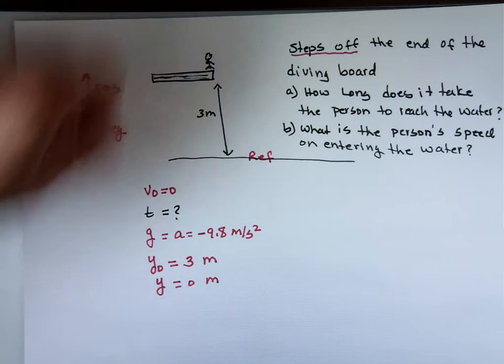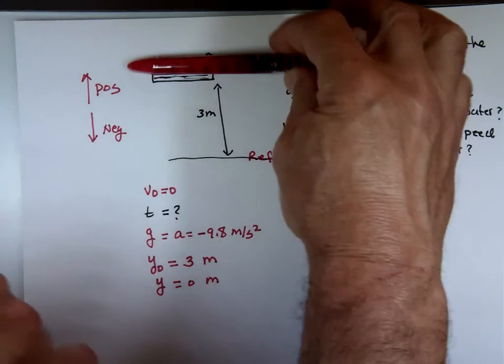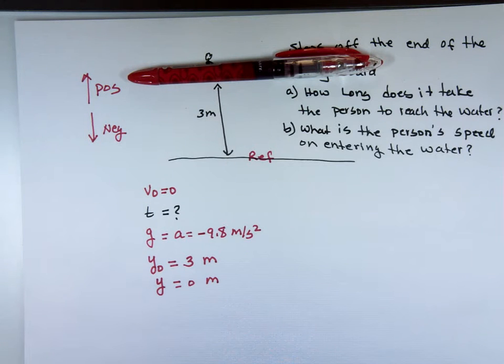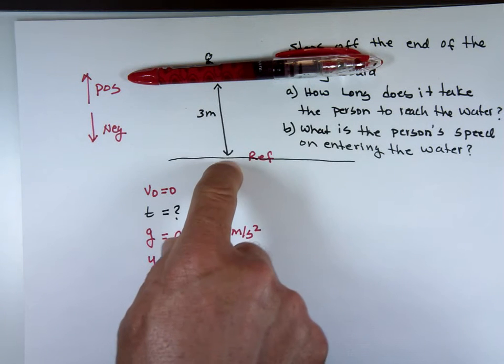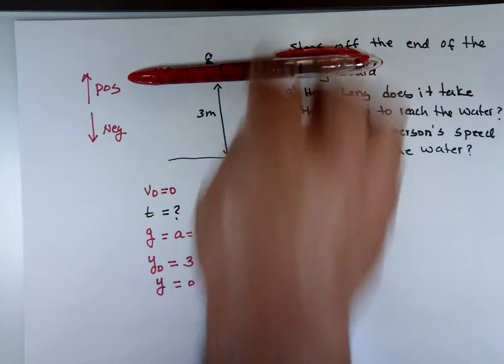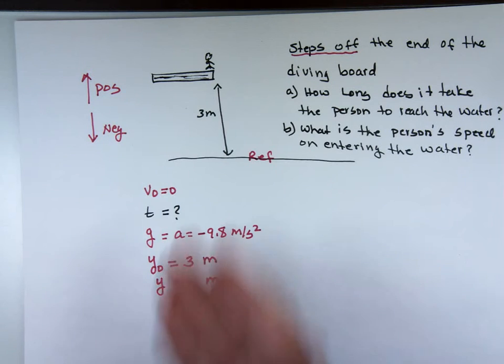Notice if I use the diving board as reference, then my initial height becomes what? 3 meters. Nope, the initial height. If I use the diving board as reference, 0. And your final height will be what? Negative 3. Very good. So this is what we have.